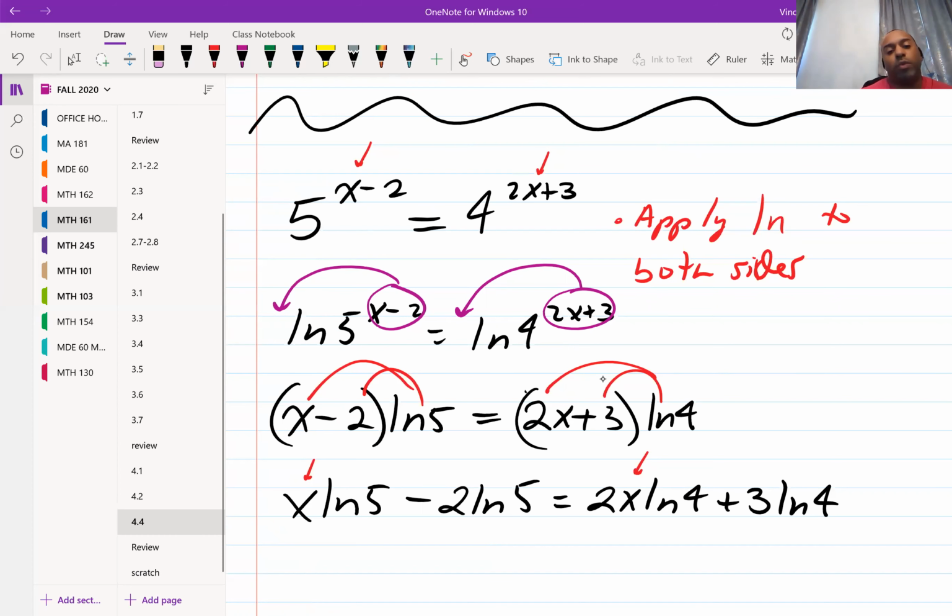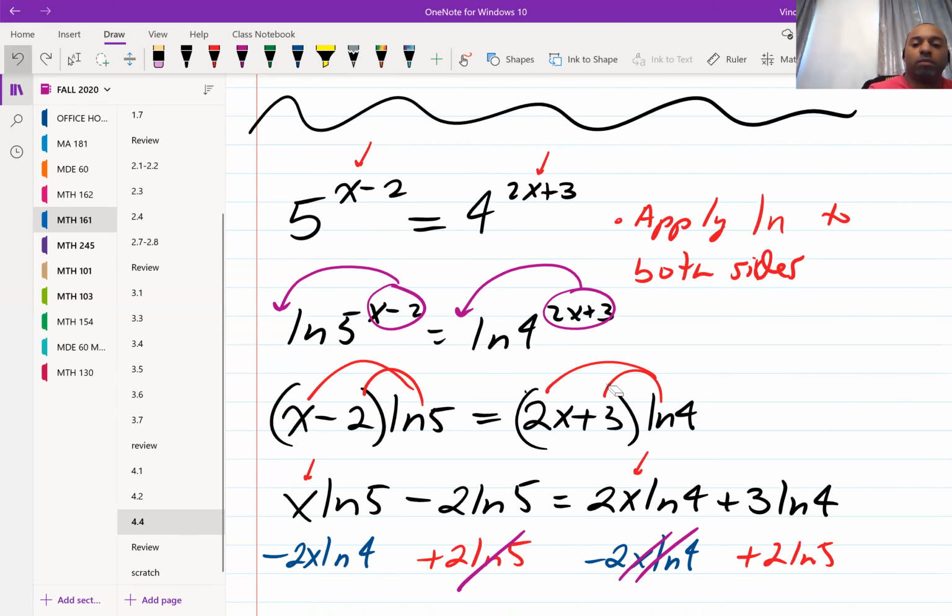So now notice we have x in 2 different places. Your goal is to get all of your terms with x on one side, all of your terms without x on the other side. So I'm going to subtract 2x natural log of 4 from both sides, and add 2 natural log of 5 to both sides. So the x term will cancel out on the right, and the term that does not have x on the left side will cancel out.